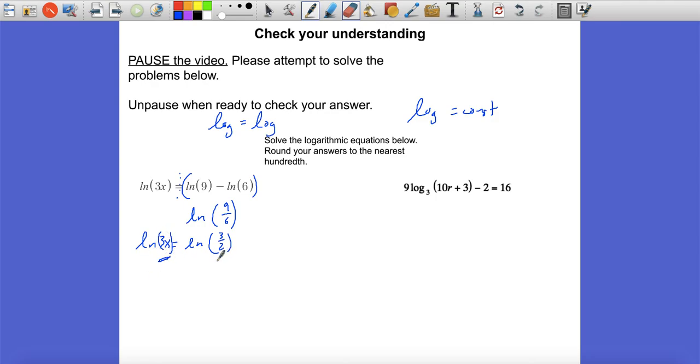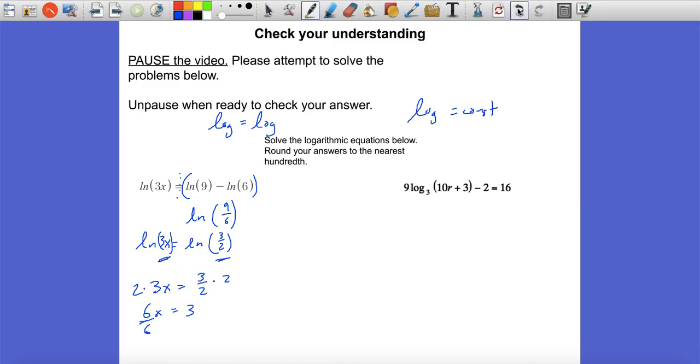So I'm going to set 3x equal to 3 halves. So 3x equals 3 over 2. Solve for x. So times 2. Get 6x equals 3. Divide by 3, or divide by 6.